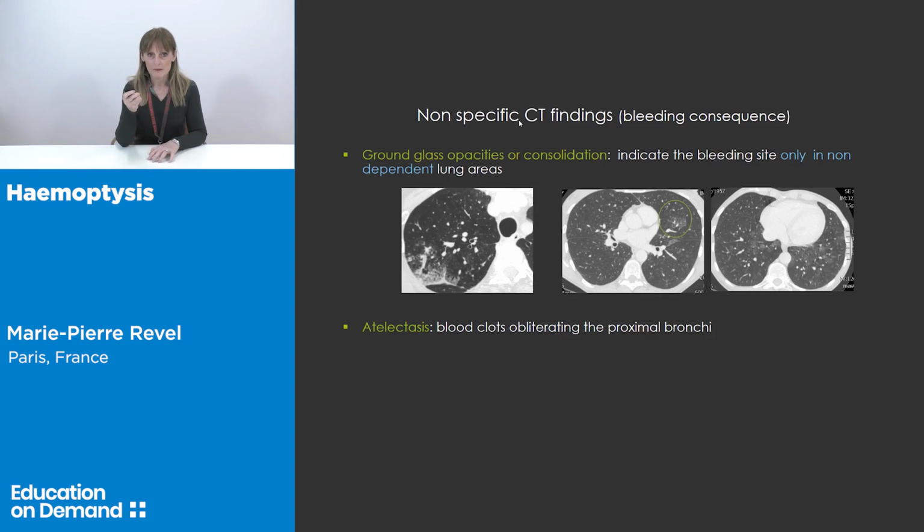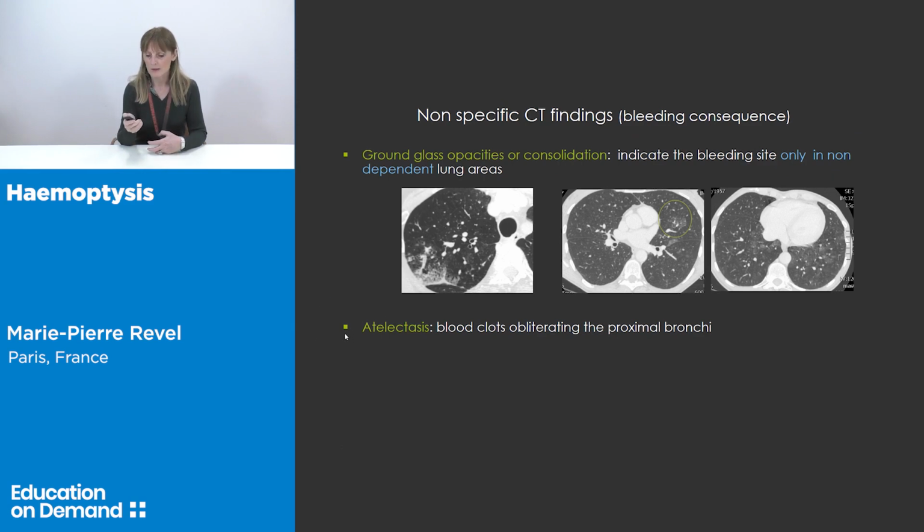Non-specific CT findings are helpful to identify the site of bleeding. In this patient, bleeding is coming from the right upper lung because of this ground glass opacification demonstrated here. In this patient, the bleeding comes from the lingula, and in this last case, it's very difficult to find if the bleeding is coming from the right or from the left lung because there are ground glass opacifications in both lower lobes. So these ground glass opacities indicate the bleeding site, but only in non-dependent lung areas.